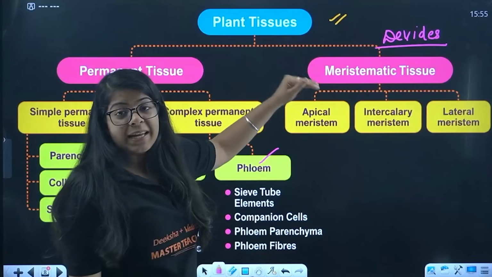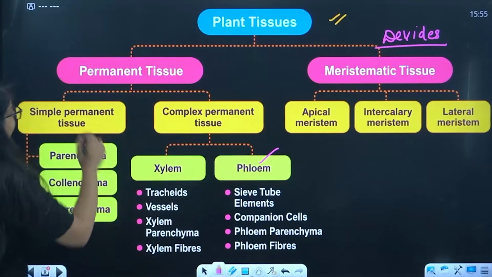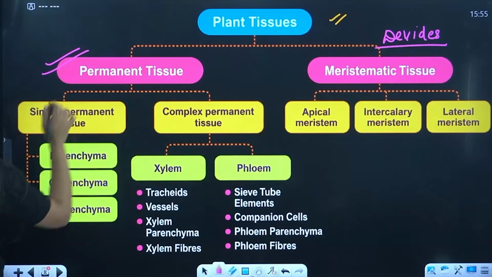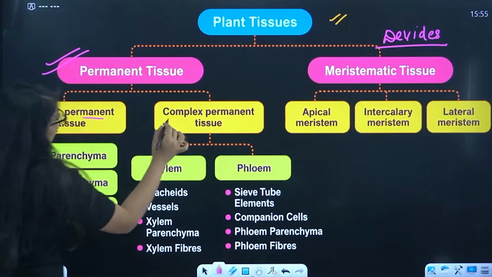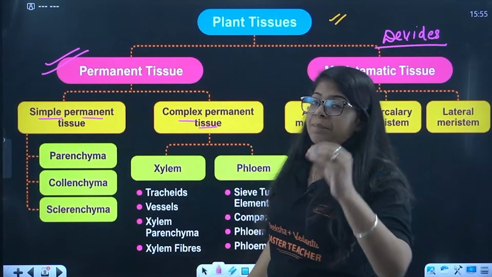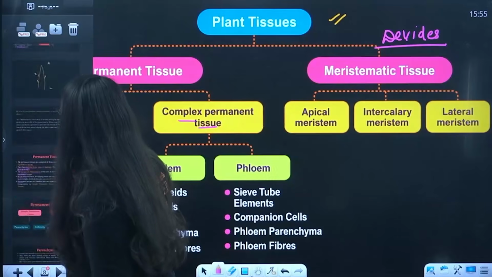Apical, intercalary, lateral. Three meristematic tissues. Then, permanent tissue. Firstly, it has two tissues, simple permanent and complex permanent. Now come into simple permanent tissue.